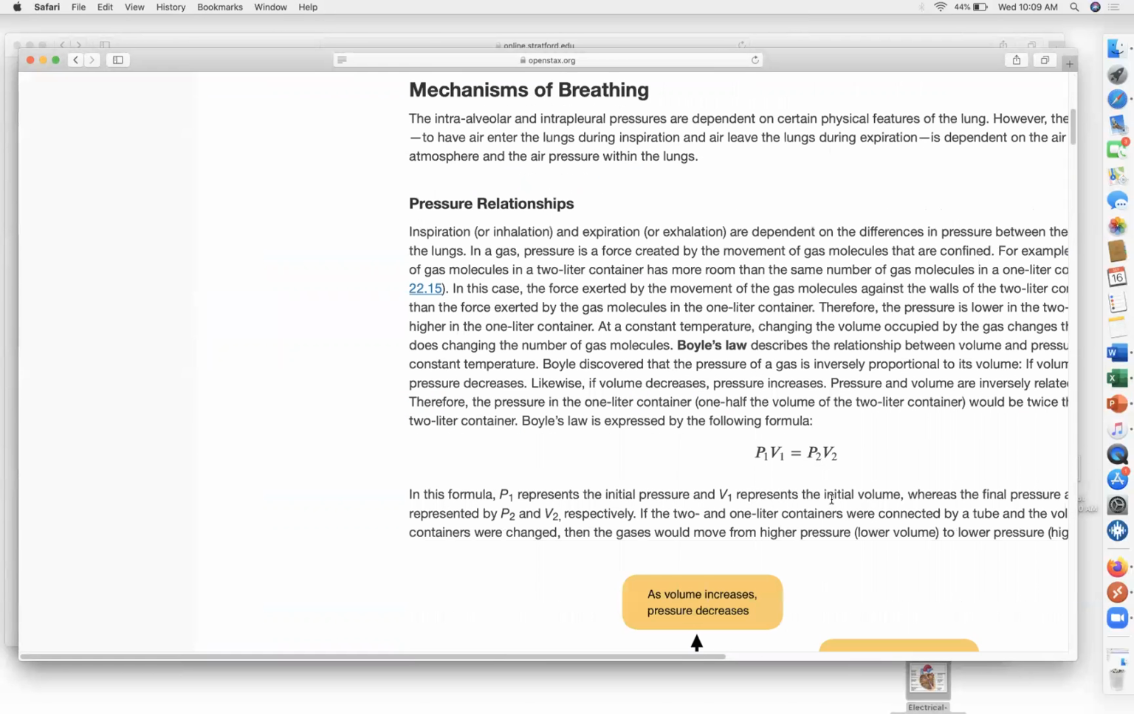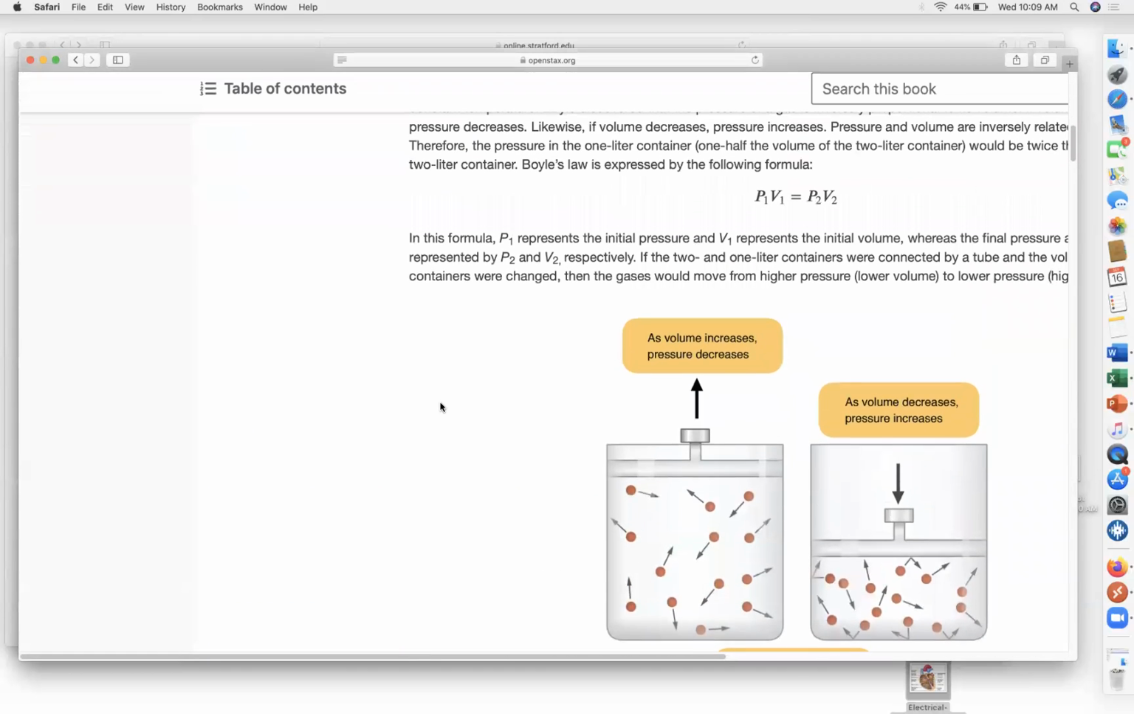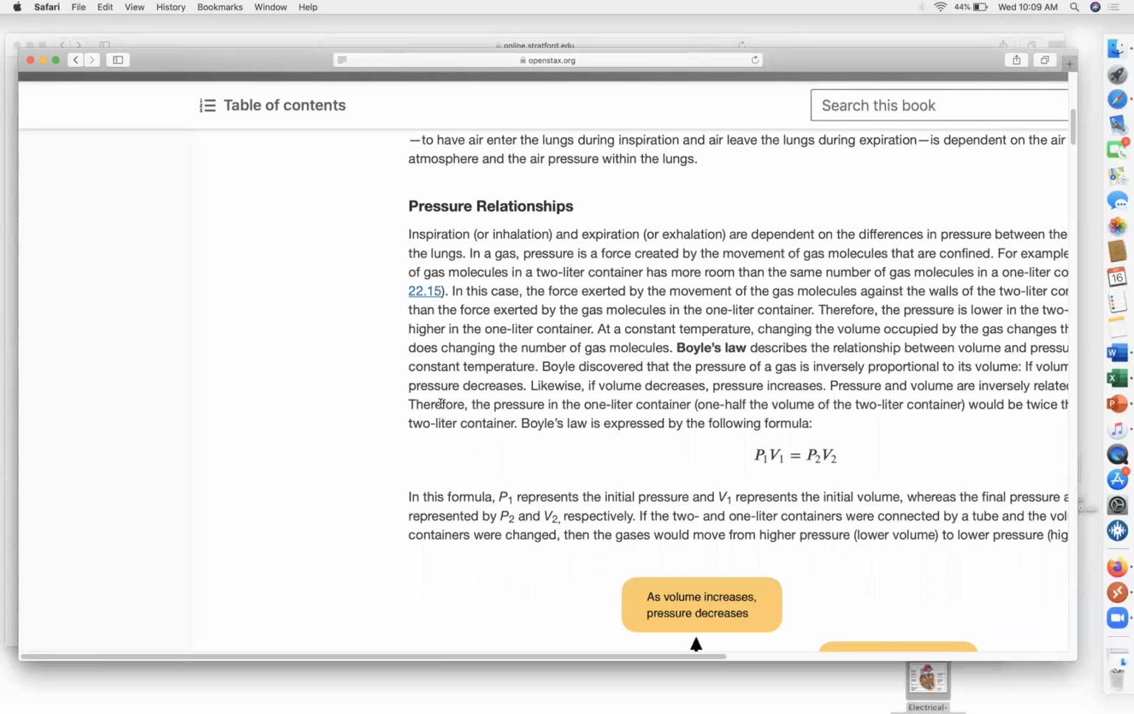Okay? Now, let's now go to breathing. How do we breathe? Now, there's a formula, and it's called, you don't need to know it. Well, you'll eventually need to. Let's just say it. It's Boyle's Law.